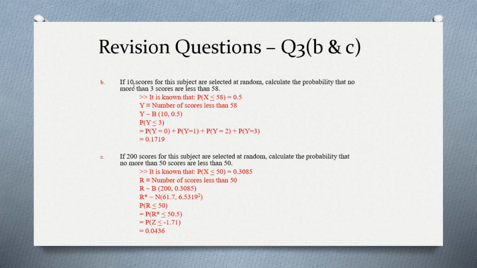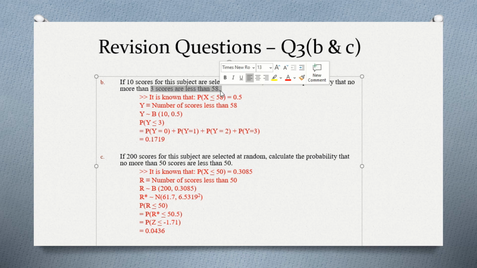Now, this part, if 10 scores for this subject are selected at random, you know this is binomial distribution. The n is 10. Calculate the probability that no more than 3 scores are less than 58. So what is my event? Number of scores less than 58. So I will have a binomial distribution with an n of 10.